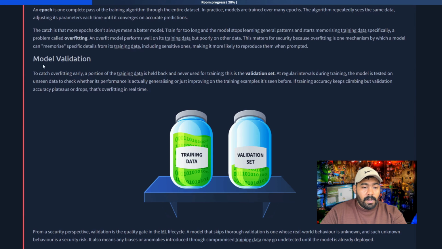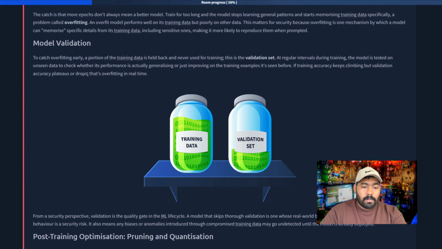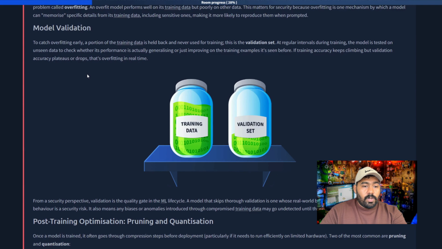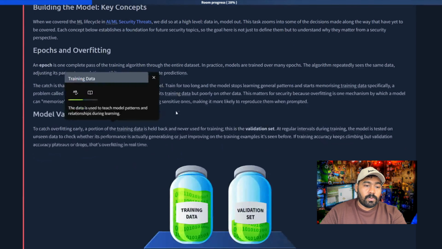So next one, model validation. Let's see how this room explains model validation. To catch overfitting early, a portion of the training data is held back and never used for training.